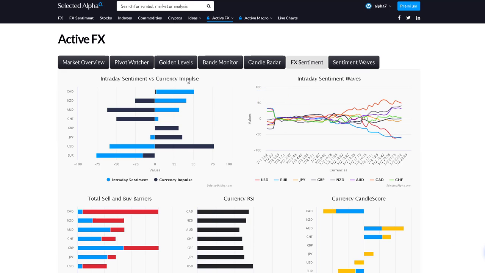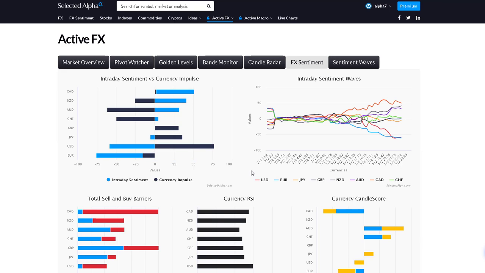Intraday sentiment versus currency impulse chart. This chart compares the intraday sentiment for each of the currencies with the average daily impulse strength calculated for each of the currencies. Right-directed bars indicate bullish intraday sentiment and bullish currency impulse. Left-directed bars indicate bearish intraday sentiment and bearish currency impulse. When both the intraday sentiment and the currency impulse are aligned, there is a higher probability the prices of the affected currency pairs will move accordingly.